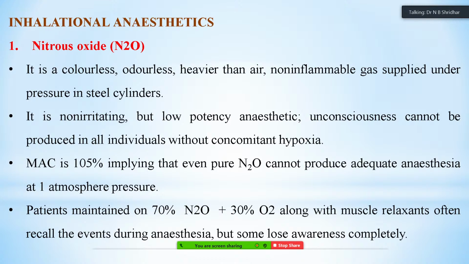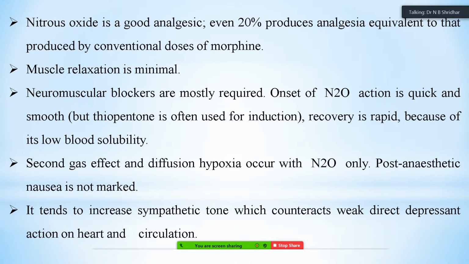And the patients maintained on 70% nitrous oxide plus 30% oxygen along with muscle relaxants often recall the events during the anesthesia, but some lose awareness completely. So what we can say is the result is a little bit erratic, because some will get very fast induction, some will get slower induction. So nitrous oxide is a very good analgesic. Even 20% produces analgesia equivalent to that produced by the conventional doses of morphine, and muscle relaxation is minimal.